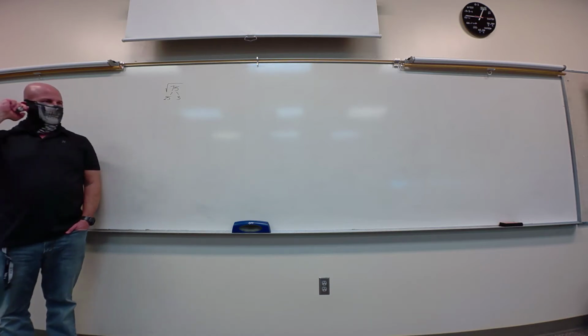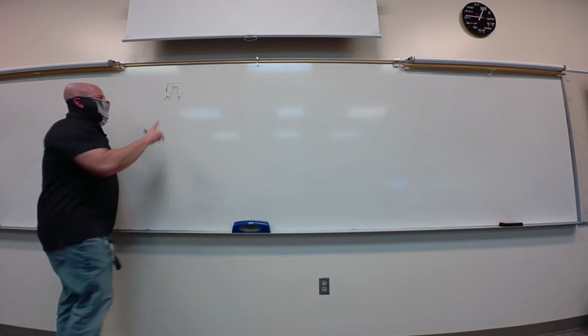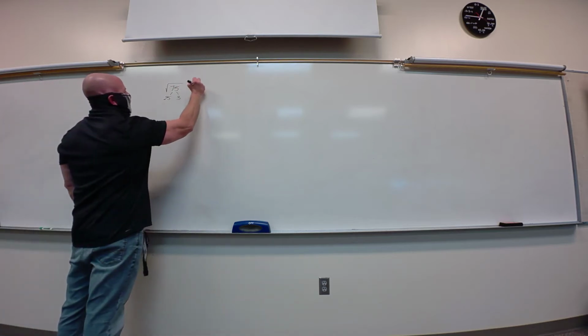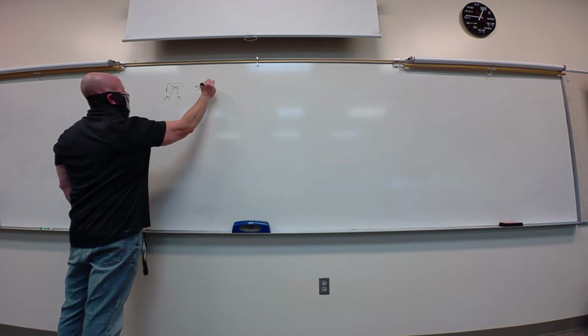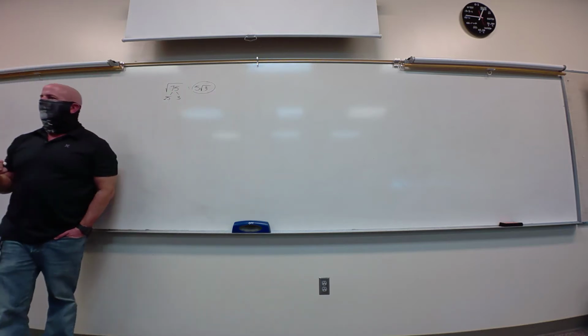And I'm thinking perfect squares because those are the ones I can do. So the square root of 25 is 5. And the 3 is not a perfect square, so it stays in. 5 comes out, 3 stays in.